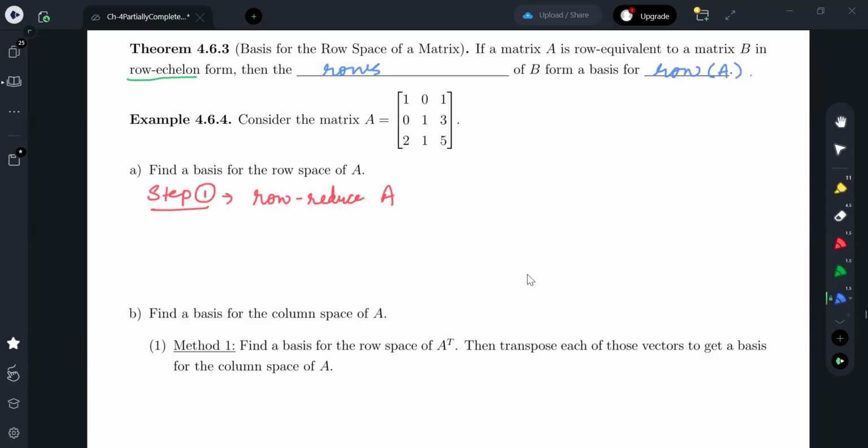So row reduce this. Who's going to tell me the answer? So I have 1, 0, 1, 0, 1, 3. I could make this a 0.